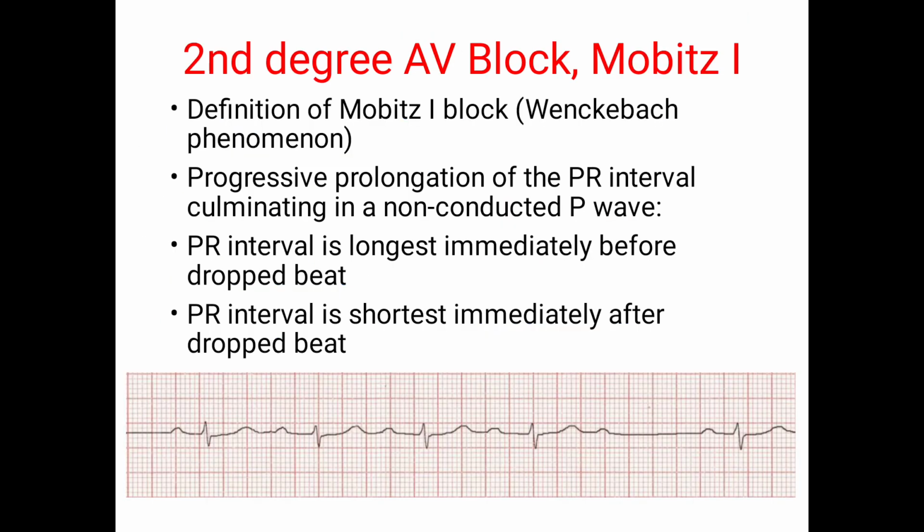Second degree AV block type 1 or Mobitz type 1 is also called Wenckebach's phenomena. Here in ECG we find progressive prolongation of the PR interval, which culminates in non-conducted P waves. PR interval is longest immediately before the drop beat, and PR interval is shortest immediately after the drop beat.